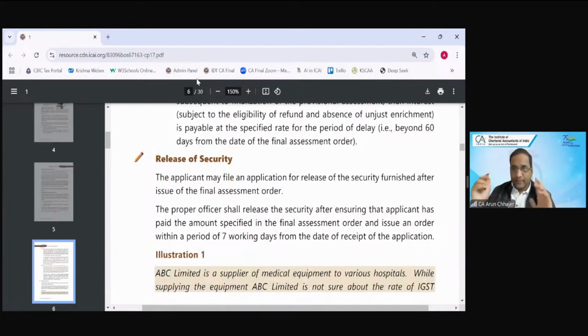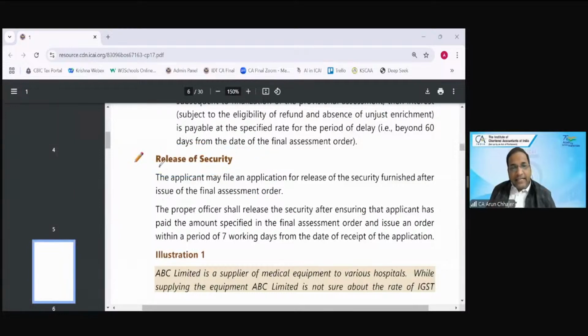Now, if everything is paid or it has become refundable, then release of the security. How much percentage of security have we given? Answer is absolutely correct. Answer is 25%. So that security will be released, obviously.